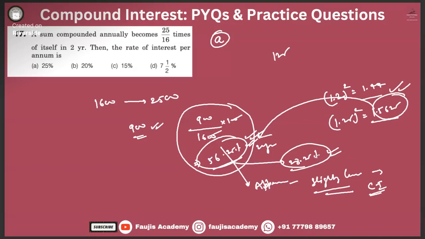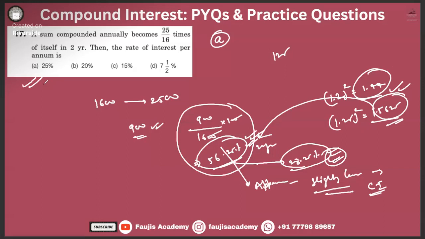Did you get the approximation thing? 56.25% for 2 years means about 28% effective for 1 year, but since it is compounding, the effective rate will be slightly less than this. With 1.2 we are reaching only 44%, and with 1.25 we are reaching 56.25%. So obviously your answer will be A, 25%. Are you getting the idea?